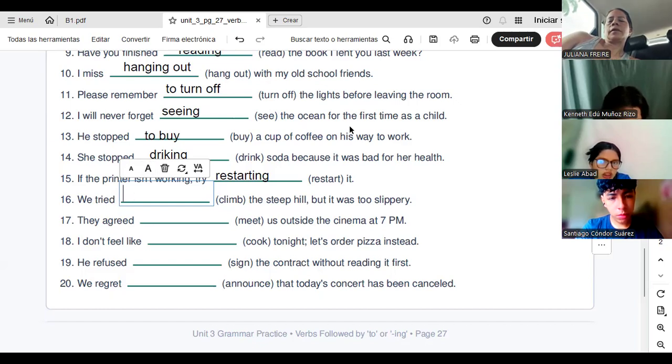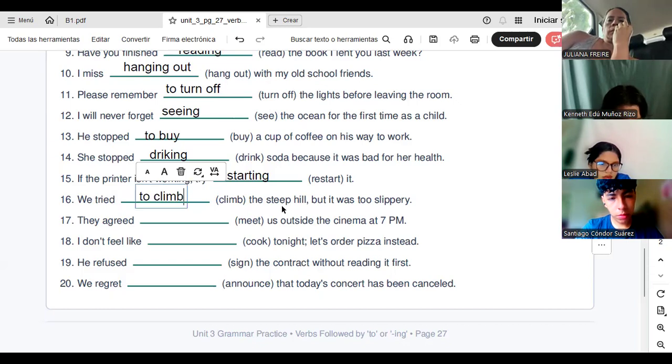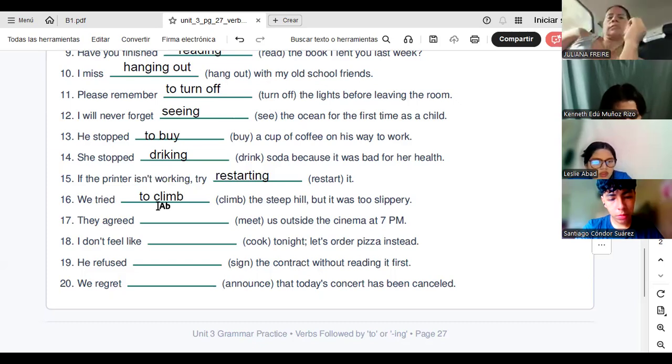We tried to climb the steep hill, but it was too slippery. Slippery, como muy resbalosa. Hicimos el intento. Notice, this is the thing. The effort. Slippery. Acá intentaron trepar esa colina, pero era demasiado resbalosa. ¿Ok? Acá están intentando ver qué pasa. You're experimenting. Y acá hicieron el intento de hacer algo. Do you notice the difference?